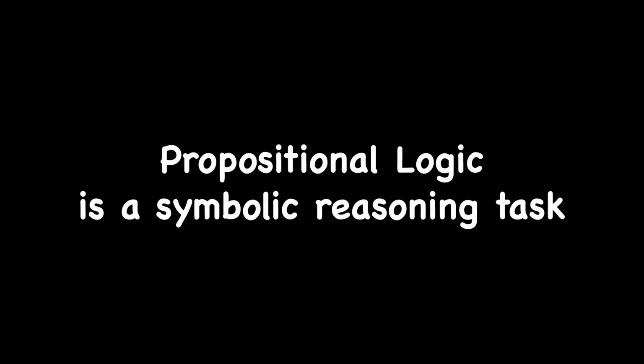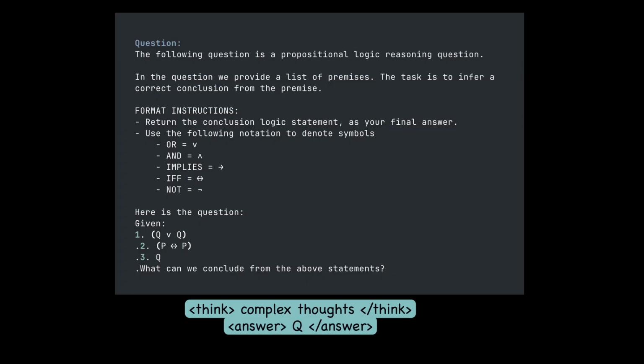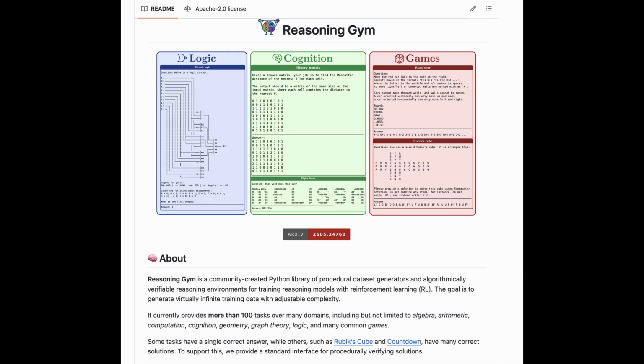Our second task is the propositional logic task. It's a symbolic reasoning task where the LLM is provided with some symbols and asked to generate conclusions. Unlike syllogism, this is not a yes or no binary task. Instead, they have to generate the correct conclusion. And that makes this task considerably harder than syllogism. In this video, we are using the Reasoning Gym library. Reasoning Gym makes the task of creating and validating these prompts and tasks incredibly easy.